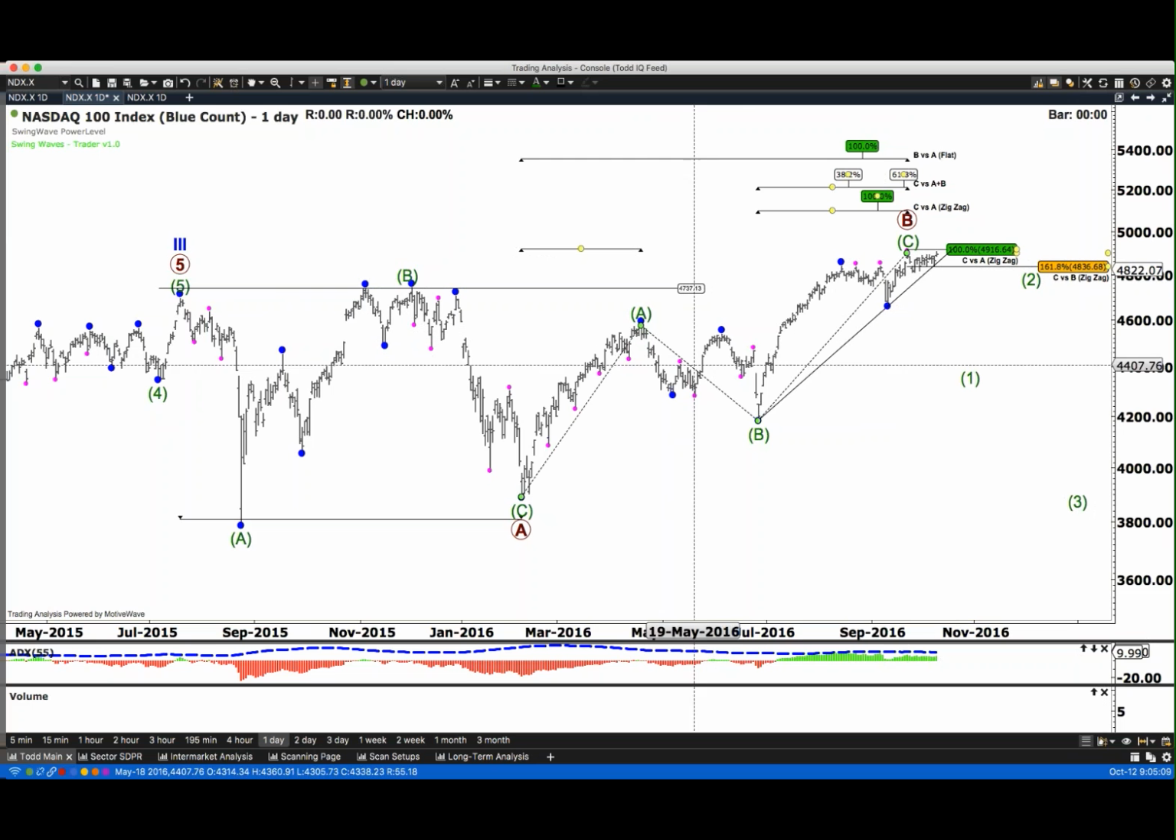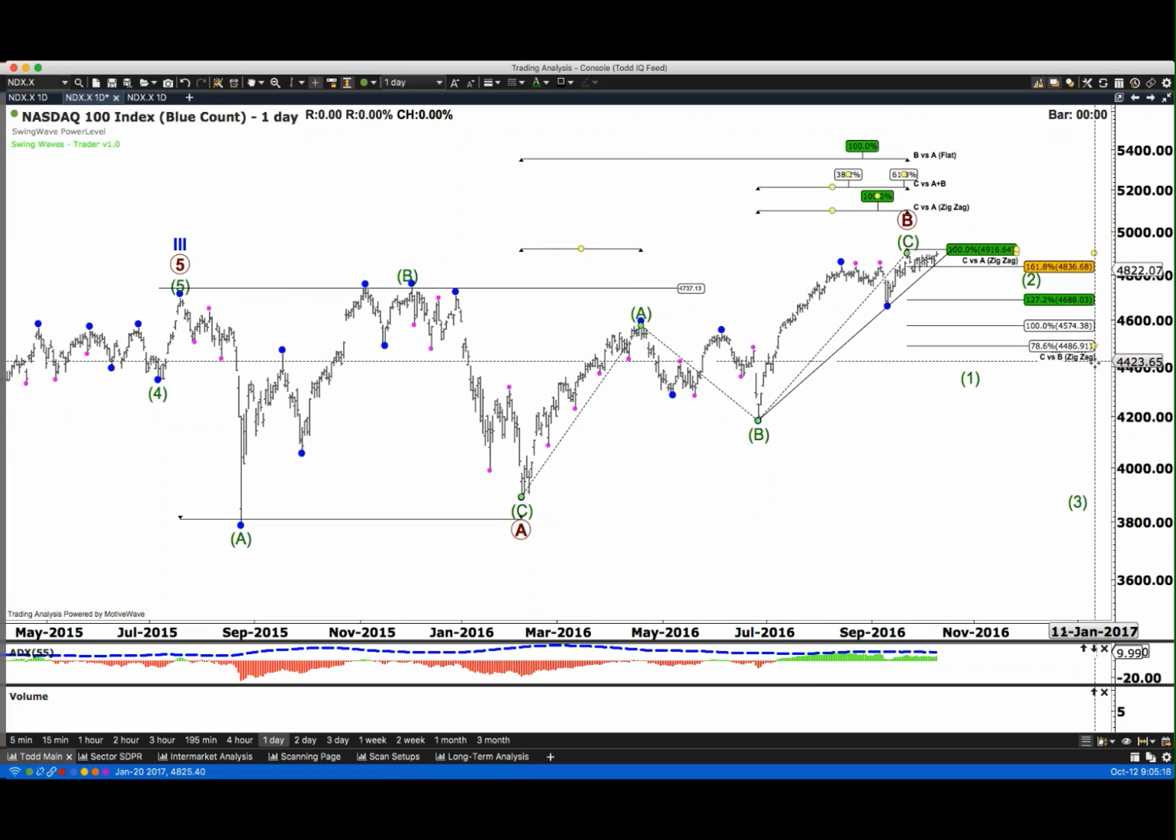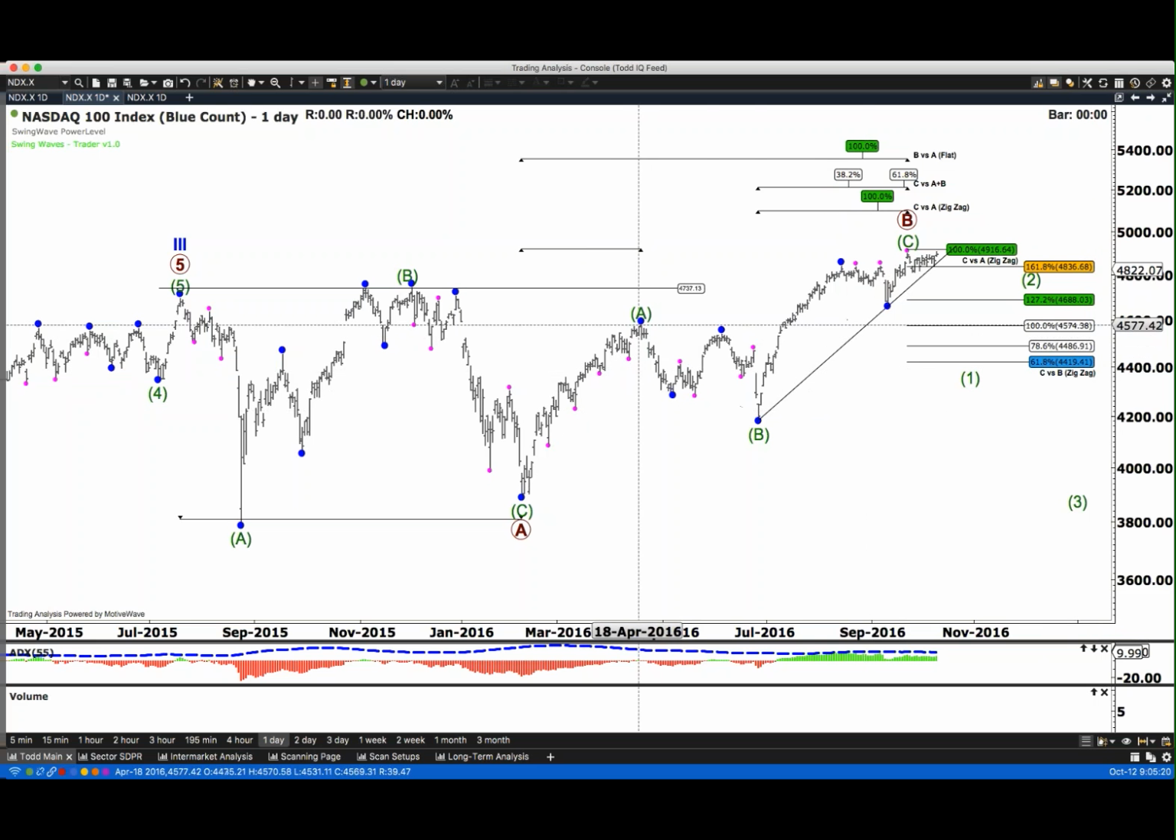If you take a full retracement of B, all you're doing with these extension levels is nothing more than a retracement of B. You start up here, you go down here. There's the 0.618 retracement of the drop in B, and there's the 0.786 retracement of the drop in B.